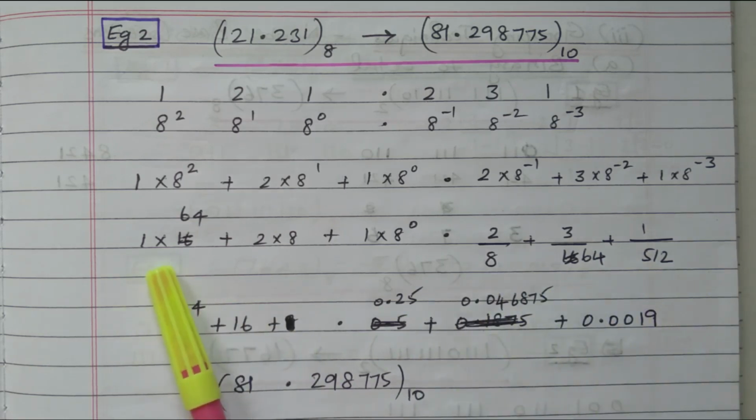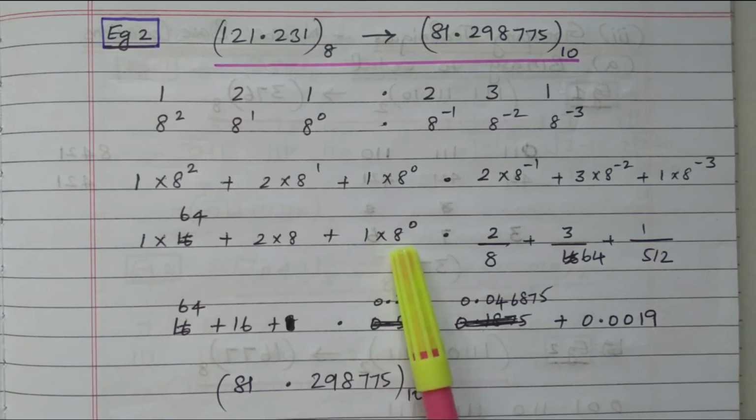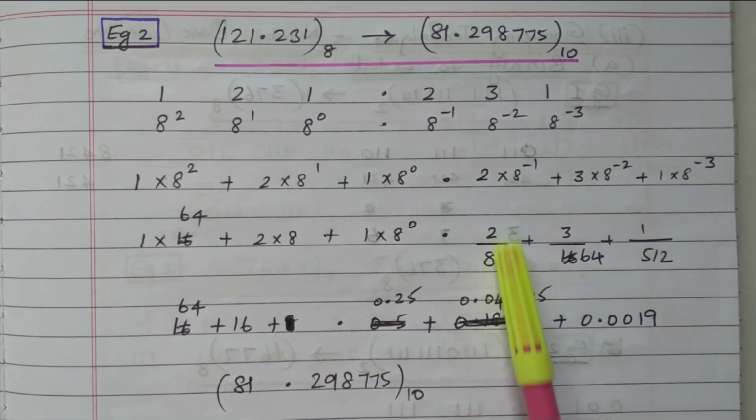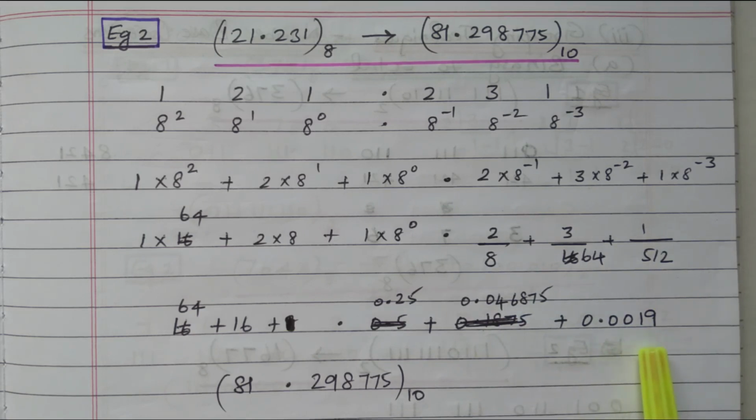Now we can go for further simplification. 1 into 64 is 64. 2 into 8 is 16. 1 into 1 is 1. Right? 64 plus 16 plus 1. Then 2 divided by 8 is nothing but 0.25. 3 divided by 64 is 0.046875. Then 1 divided by 512 is 0.0019. Right? So these values are also simplified.